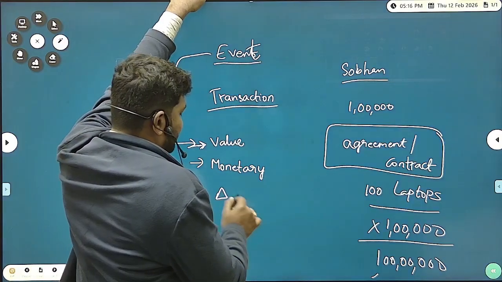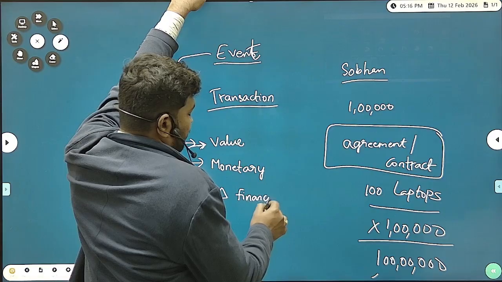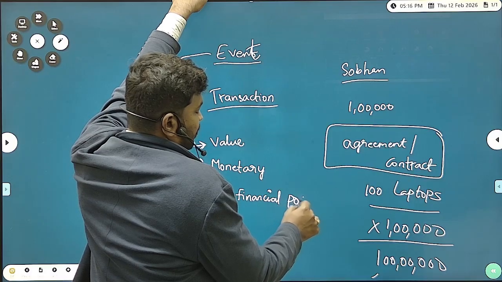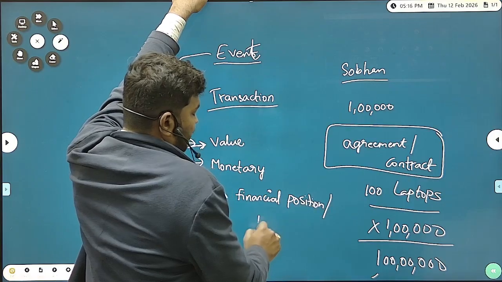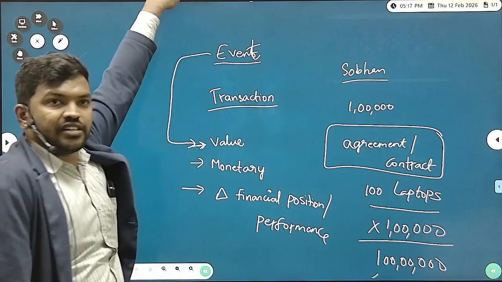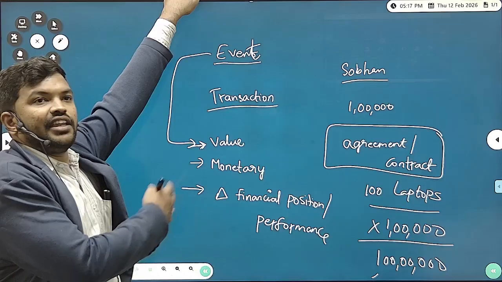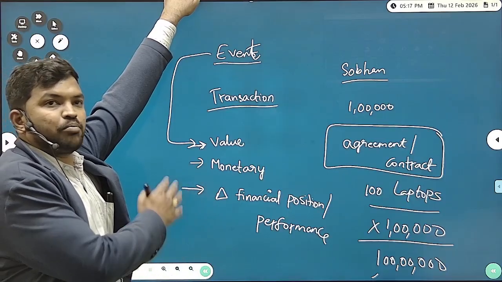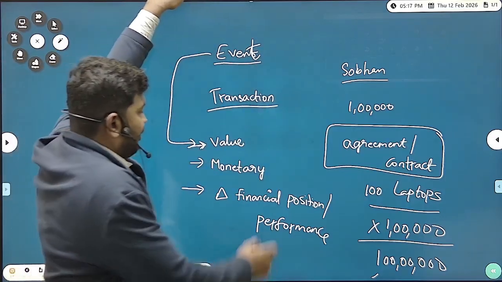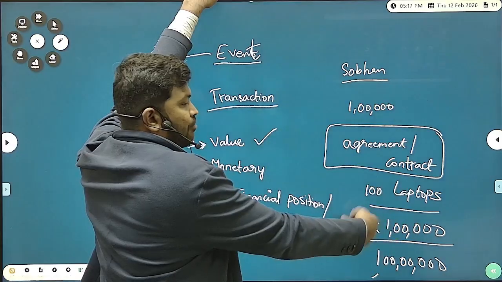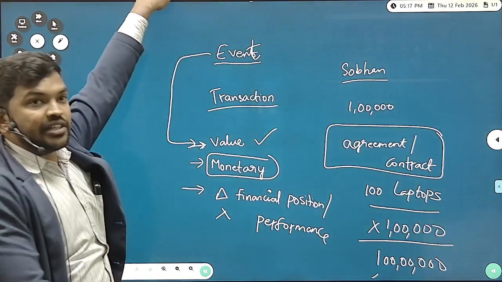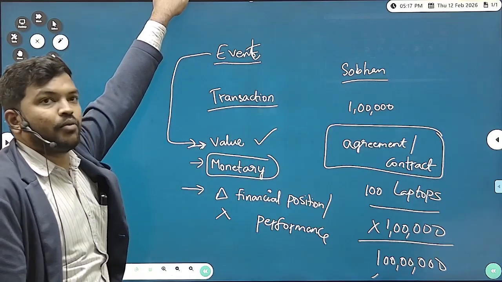There should be some change in the financial position or financial performance. Performance is profit and loss. Financial position is the balance sheet. It should impact either the financial position or financial performance. Nothing is happening in this. We have this value, you can convert it, it can be expressed in monetary terms, but there is no change in financial position or performance.